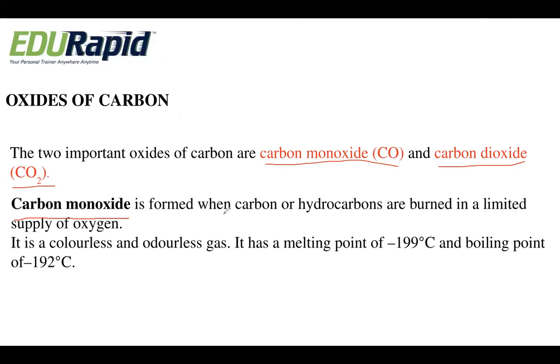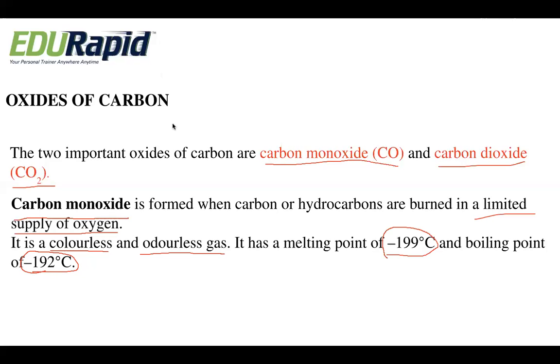Carbon monoxide is formed when carbon or hydrocarbons are burned in a limited supply of oxygen, meaning less supply of oxygen. It is basically colorless and odorless. It does not have any smell. It has a melting point of minus 199 degrees Celsius and a boiling point of about minus 192 degrees Celsius. So these are some of the important characteristics of carbon monoxide.